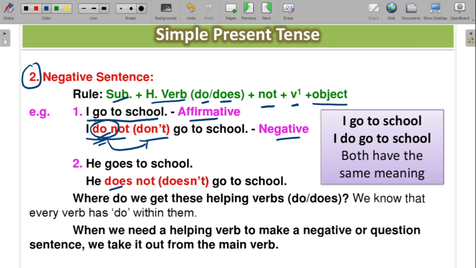You know that we use a helping verb, or we can say auxiliary verb, to make a negative sentence and also an interrogative sentence. So we need a helping verb. But here we do not have a helping verb in sentence 1. When we change this affirmative sentence into a negative sentence, we use do plus not. Now the question is, where does this do come from?